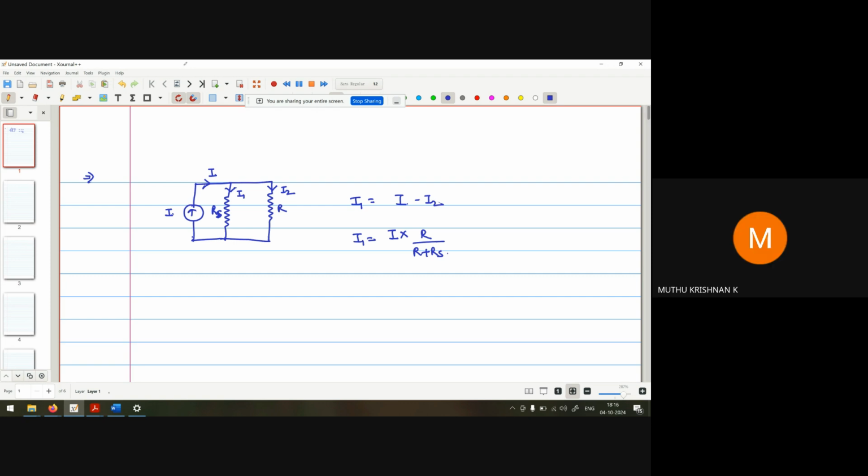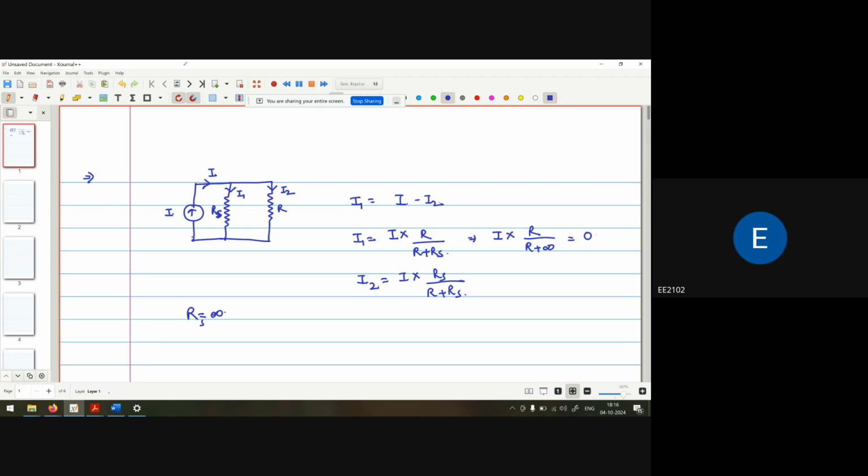And what is the value of I2? I into RS upon R plus RS. Now if I take R as infinite, and RS as infinite, what will happen? I into R upon R plus infinity. The denominator term will be infinity. That means current I1 is 0.